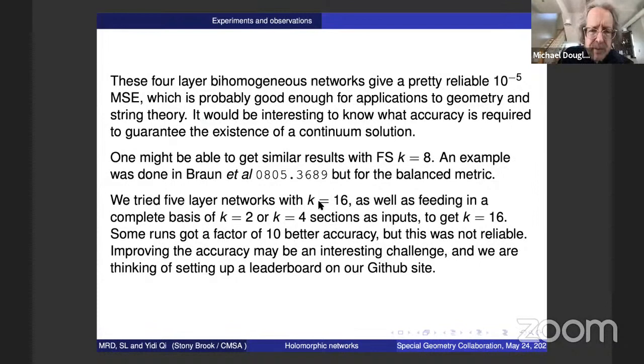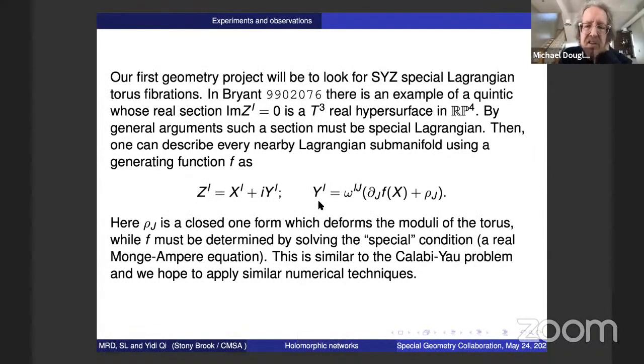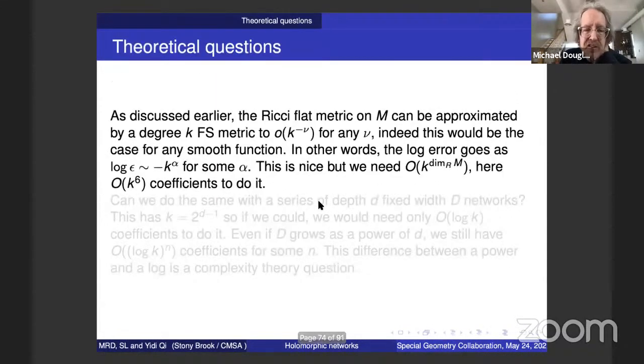And so, anyways, we did publish our code, and we have, I would say, a pretty solid system to do calculations for these k=8 metrics on Calabi-Yaus. We've looked a bit at the problem of finding SYZ fibrations, but I don't have results to report.